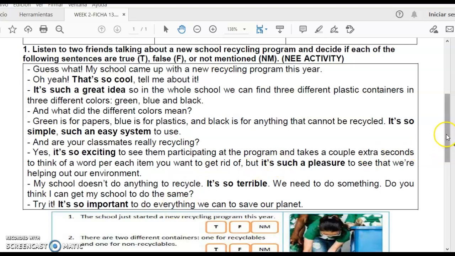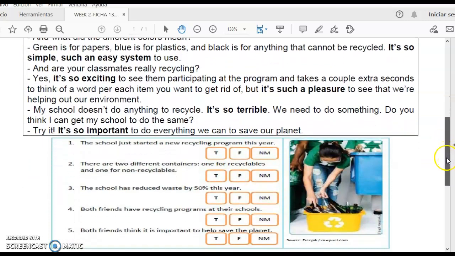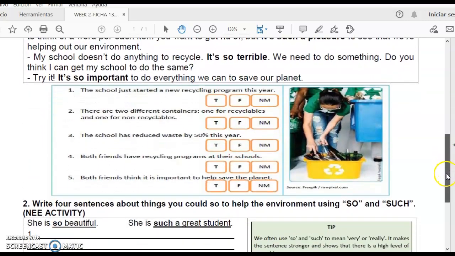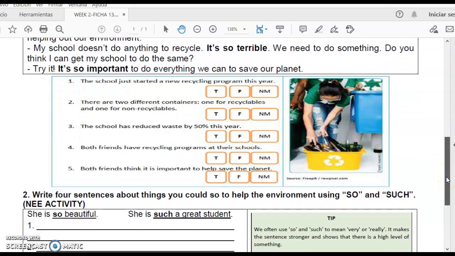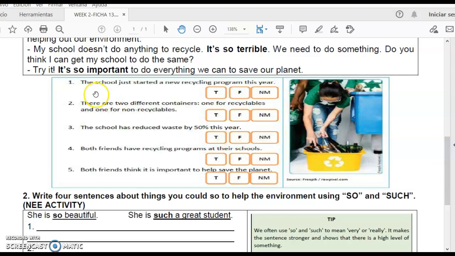Okay, remember to listen to this information. And now it's time to answer with true, false, or not mentioned. Number 1, the school just started a new recycling program this year. According to the listening, it is true. Excellent. Number 2, there are 2 different containers, one for recyclables and one for non-recyclables. I don't think so. There are not 2. There are 3. So this is false.